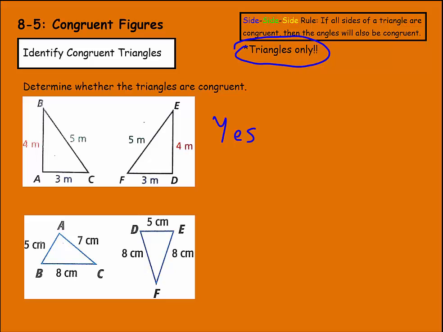Now let's look at these two triangles. We have 5 for its smallest, followed by 7 and then 8. Over here we have 5, 8, and 8. So I notice that the one in the middle don't match up. So that means these are not congruent, which I'm going to say no.